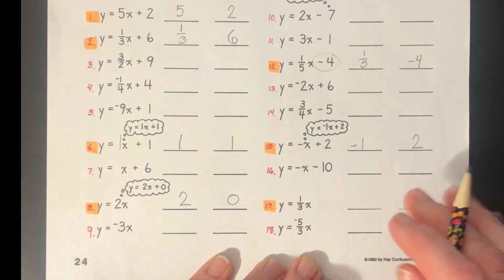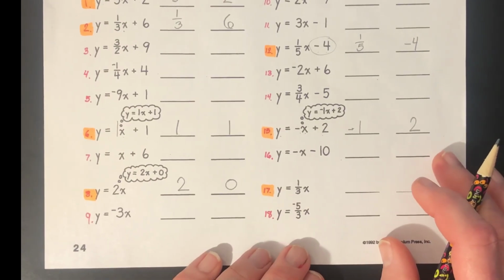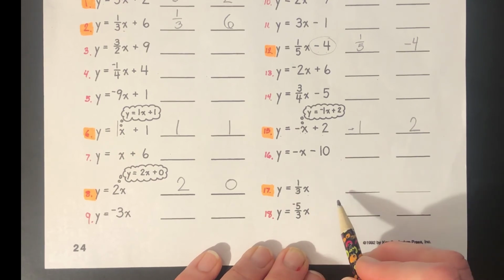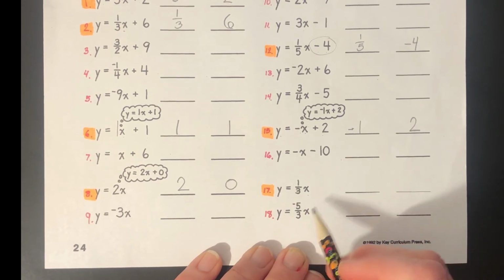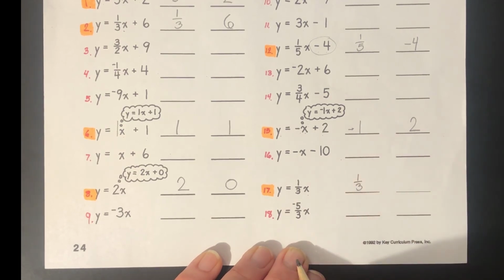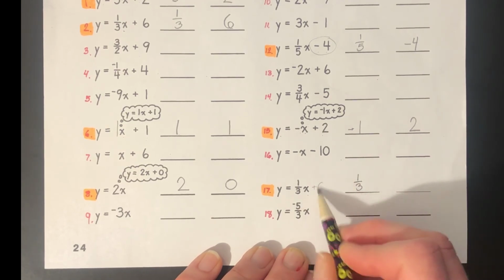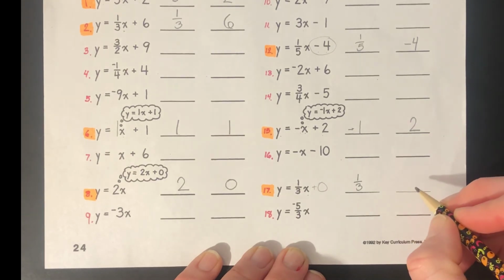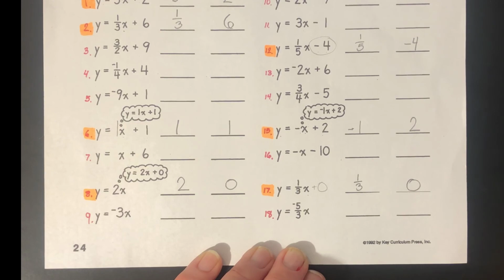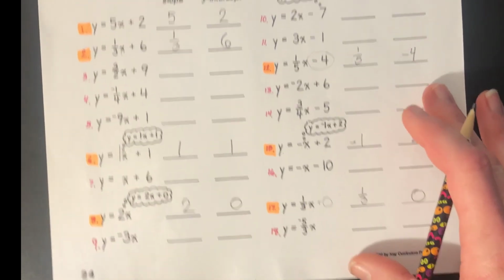Number 17. I almost did an extra one for you. Once again, we have just the x. We have no constant. That means the slope is 1/3. And when it doesn't give you a constant, you know it's 0. So the y-intercept is 0. And you can pretty quickly do the rest on your own.